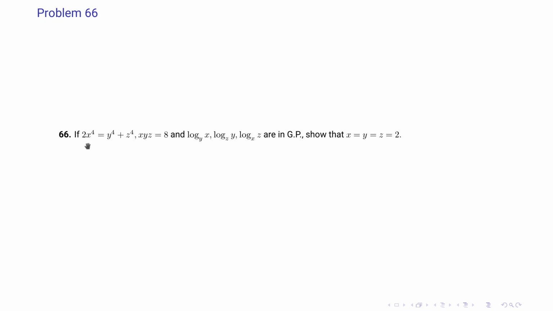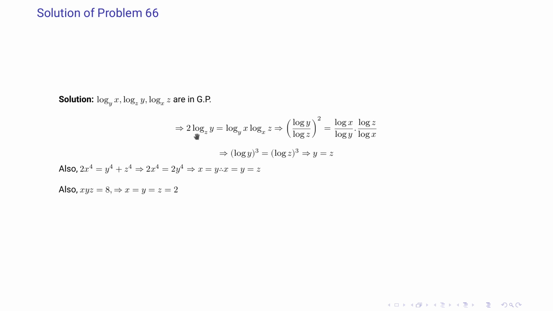Problem 66 says that if 2x to the power 4 is equal to y to the power 4 plus z to the power 4, xyz is equal to 8, and log of x with base y, log of y with base z, log of z with base x are in GP, show that x is equal to y is equal to z is equal to 2. So we have log of x with base y, log of y with base z, log of z with base x in GP. So we can say that 2 of log of y with base z is equal to log of x with base y times log of z with base x.